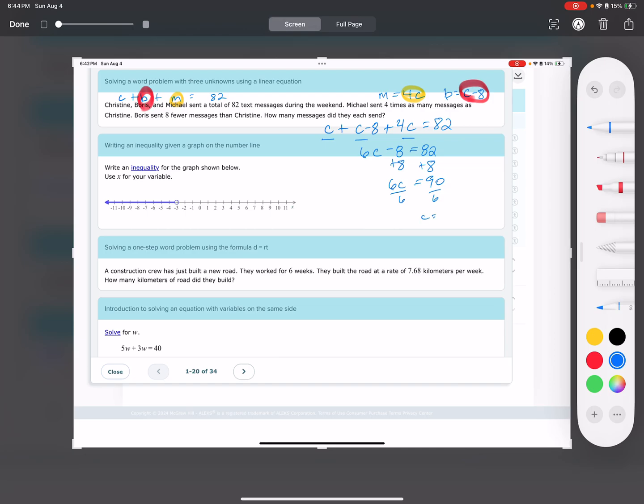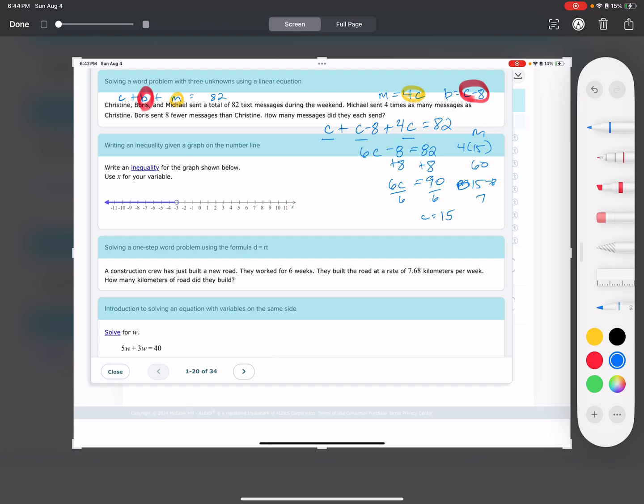And we're going to get C is equal to 15. So Christine's 15. Michael is 4 times 15, which is 60. That's Michael. And Boris is 15 minus 8, which is 7. So that's Michael. Or sorry, Boris.